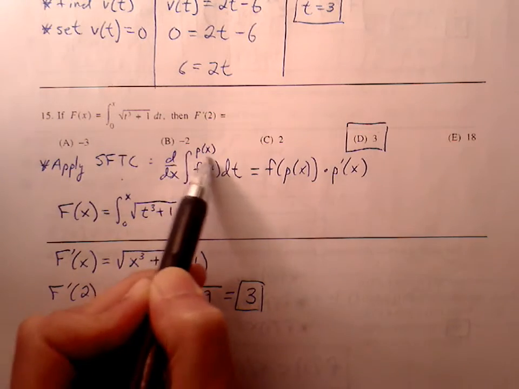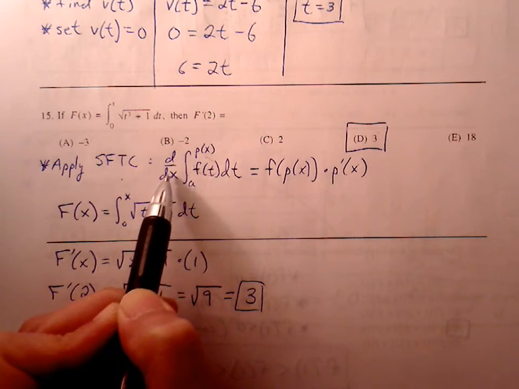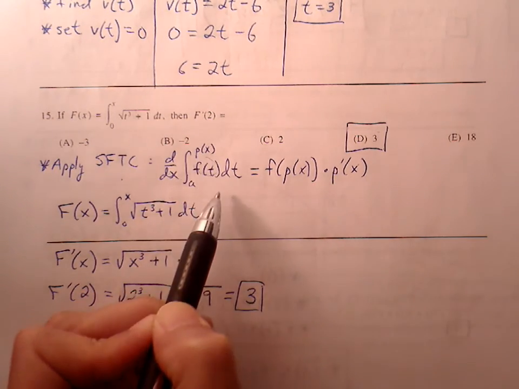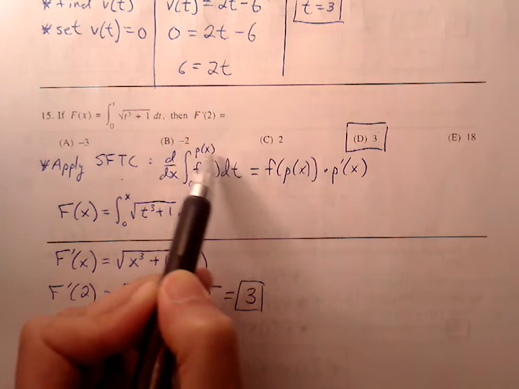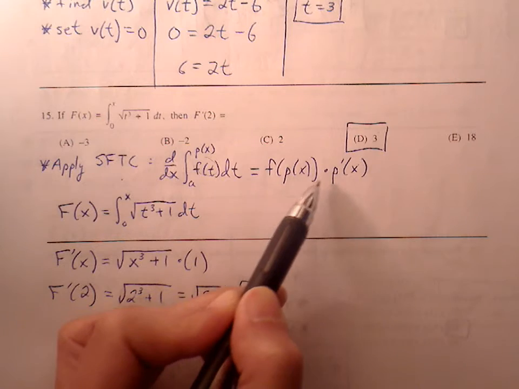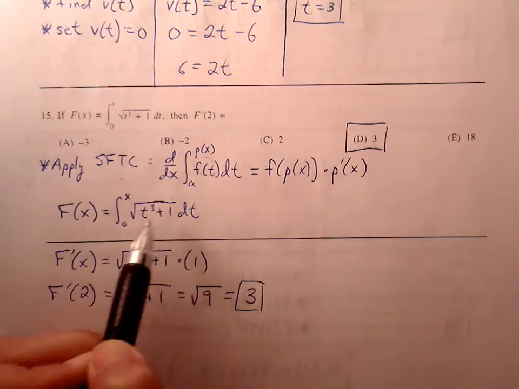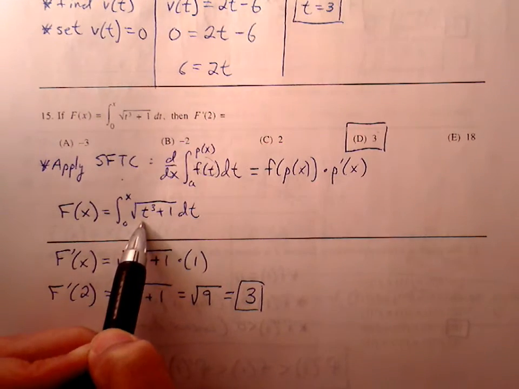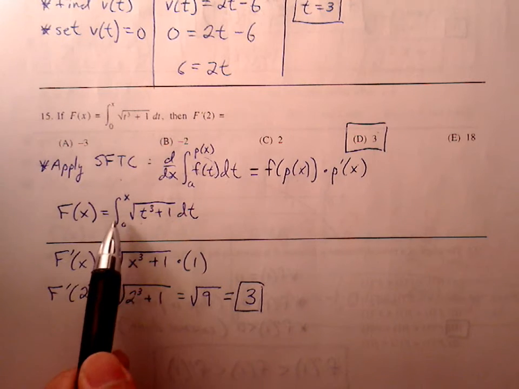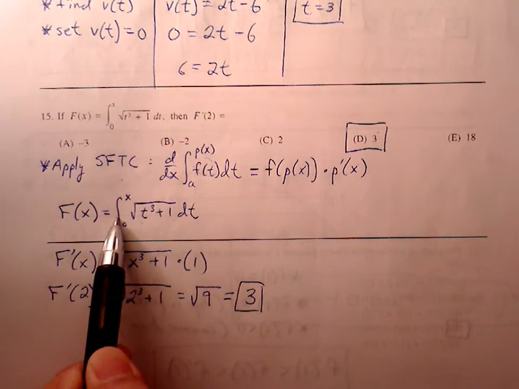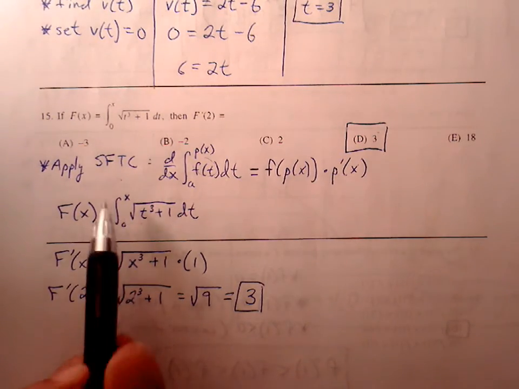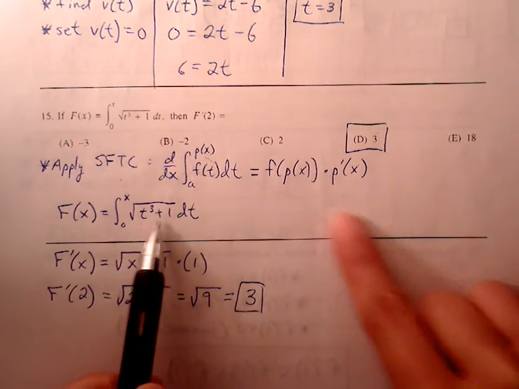The f of t remains largely unchanged, but the upper bound does get evaluated into the function. So the result is going to be f of p of x multiplied by the upper bound's derivative, so times p prime of x. So back to our function. We want to find the derivative. So to find the derivative, it's essentially going to take away this integral notation, and we're just going to follow the rule here.